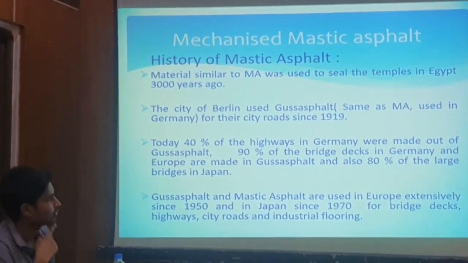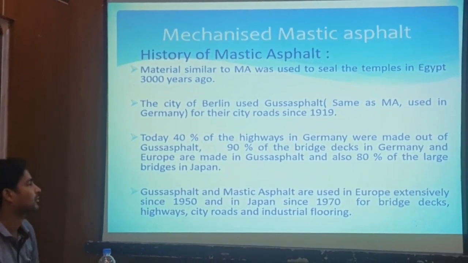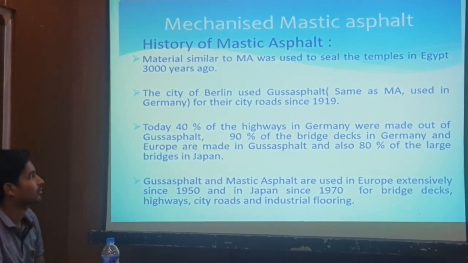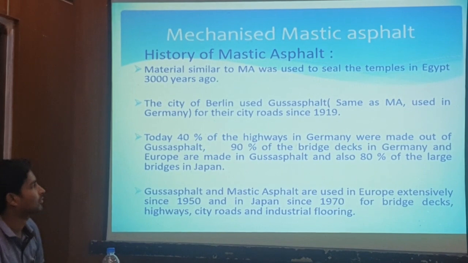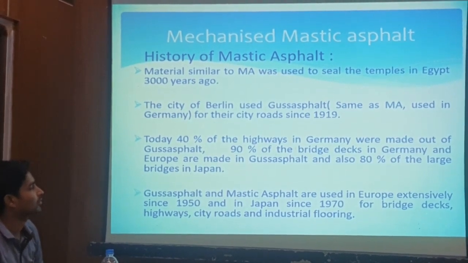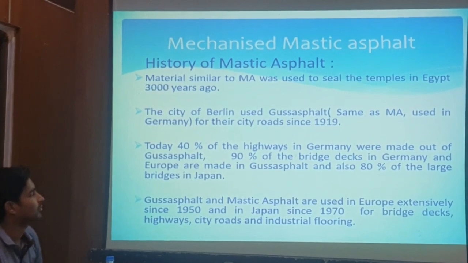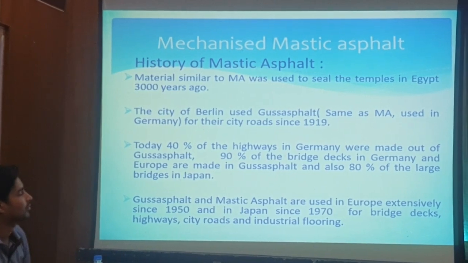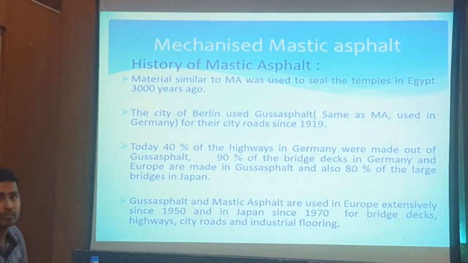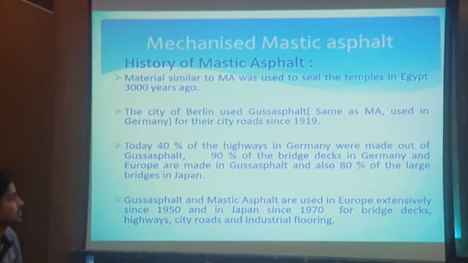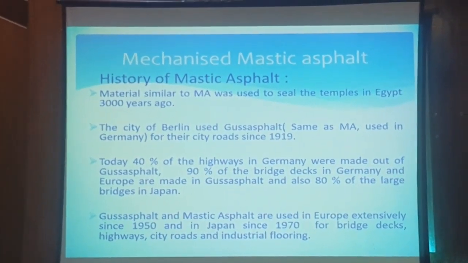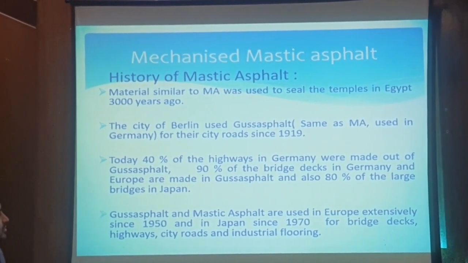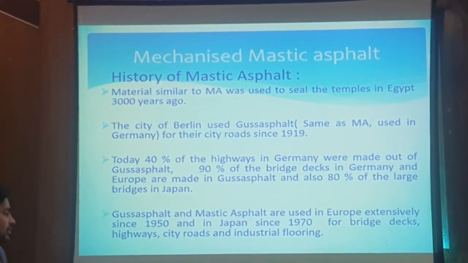From the year 1919, they are using it. Today in Germany, almost 40% of the highways are Guss asphalt road, and 90% of the bridge decks in Germany and in Europe also, and 80% of the bridges in Japan are covered with the mastic asphalt. Guss asphalt and mastic asphalt are used in Europe extensively since 1950, and in Japan since 1970, for bridge deck, highways and city roads, industrial flooring, etc.